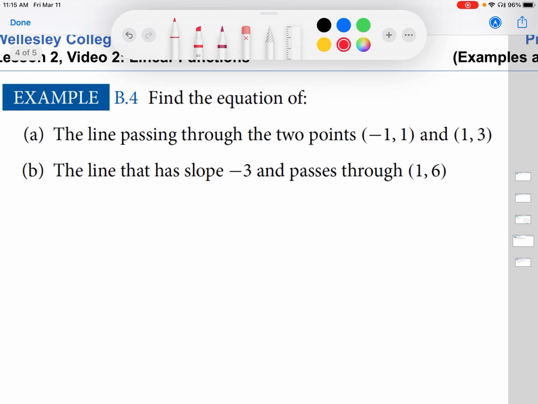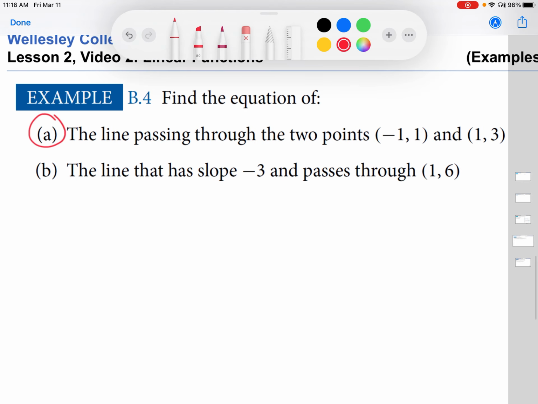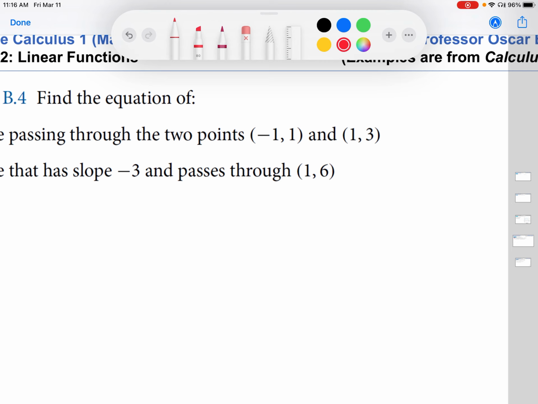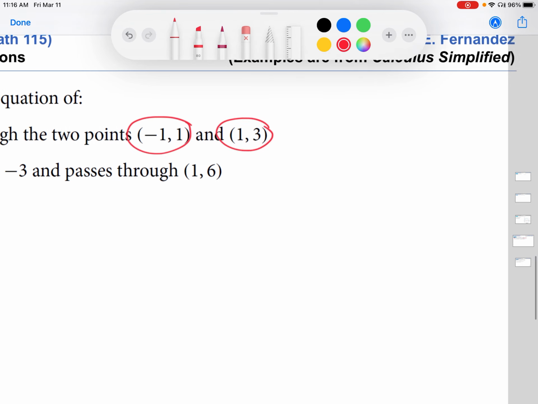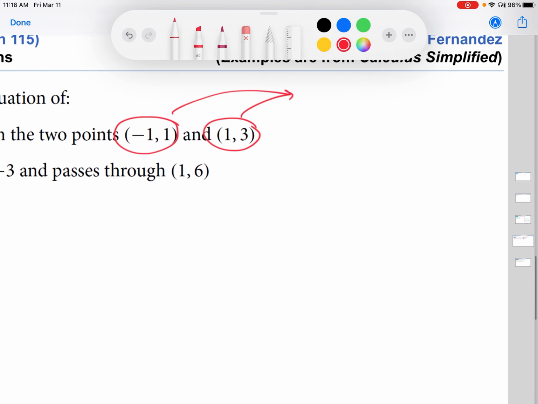I'll zoom in a little bit here. So in this first one, part A, we are given 2 pieces of information. We're given 2 points. You may remember from the reading or from an algebra class that there are different formulas you can use to find the equations of lines. In this case, because we're given 2 points and not a slope, the first thing we're going to do is find the slope. So step 1 is going to be find the slope.